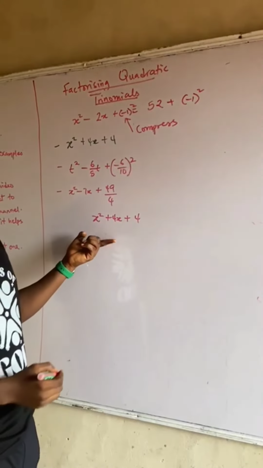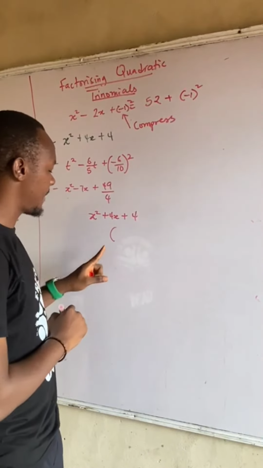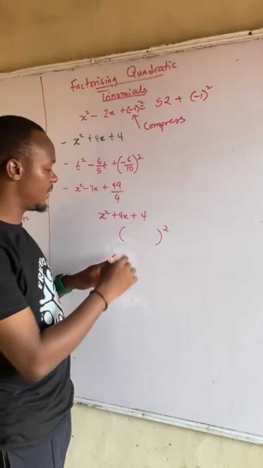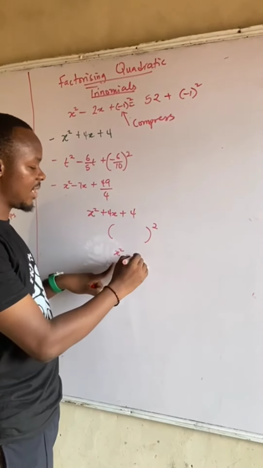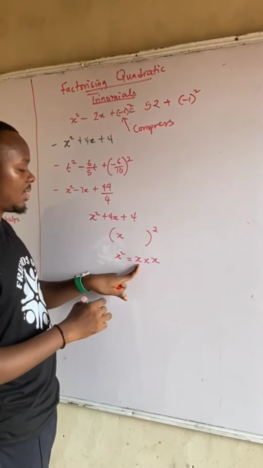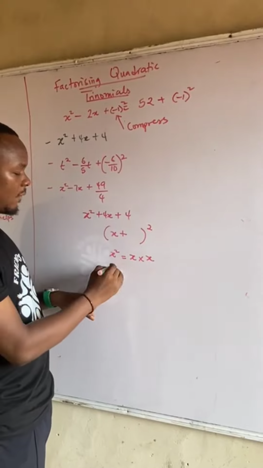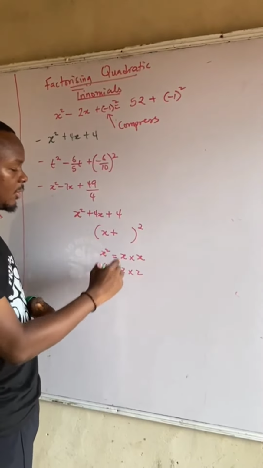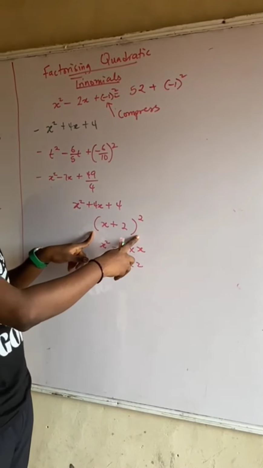To factorize this, all you need to do is put your parentheses, then you put exponent 2 there. x squared is the perfect square. x squared is x times x, so you pick one of these x's, then you put this sign here first, then you take 4. 4 is the perfect square also. 4 is 2 times 2, and you put 2. And so you have factorized this into this.